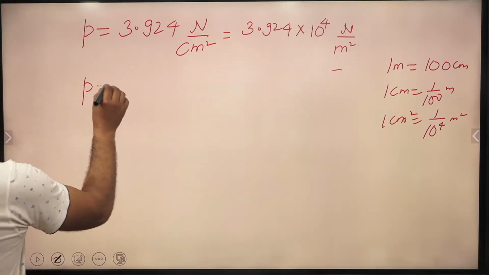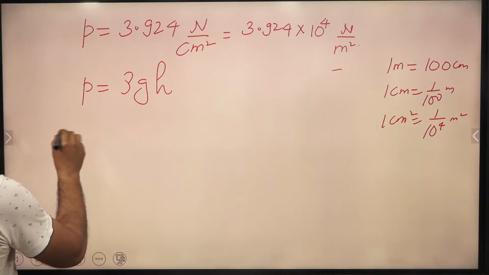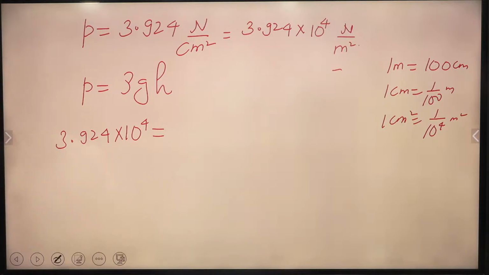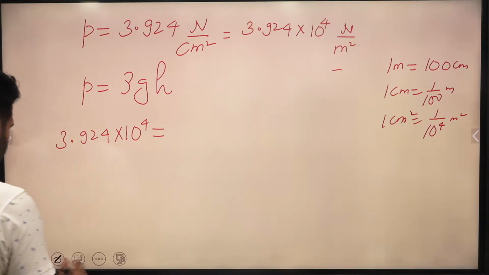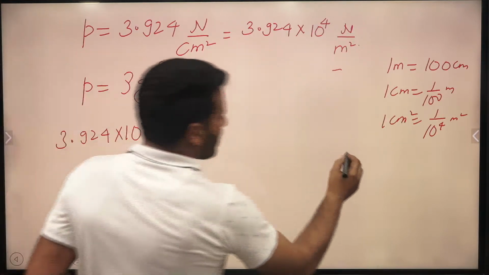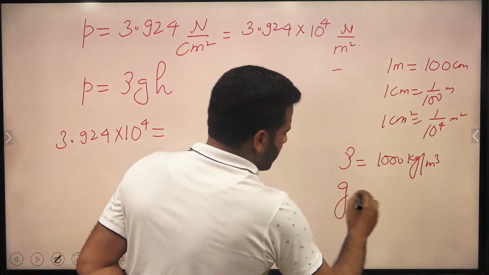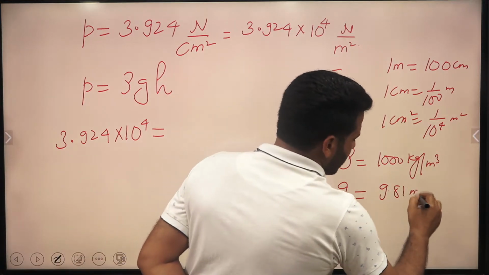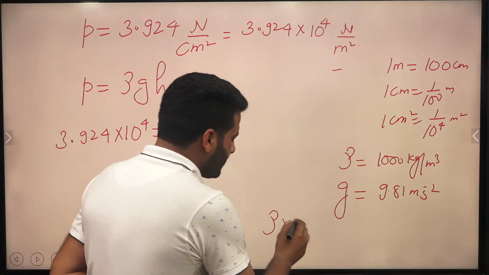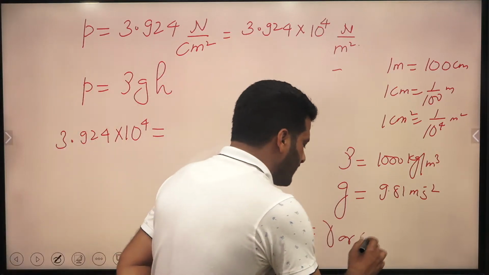So pressure we know very well, pressure equal to rho g into h. He is asking about the height of this column. So pressure is 3.924 into 10 raised power 4. Rho g, what will be the rho and g? In the question he clearly mentioned the water column. Density of water you know very well is 1000 kg per cubic meter, and g, gravitational acceleration, is 9.81 meter per second square. So rho into g, mass density multiplied with acceleration due to gravity, gives us the unit weight, or weight density, whatever you want to call it.